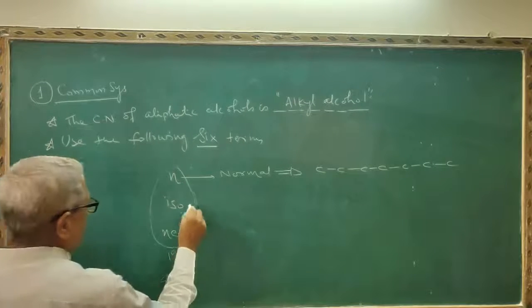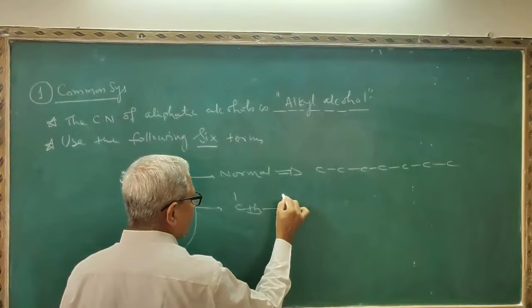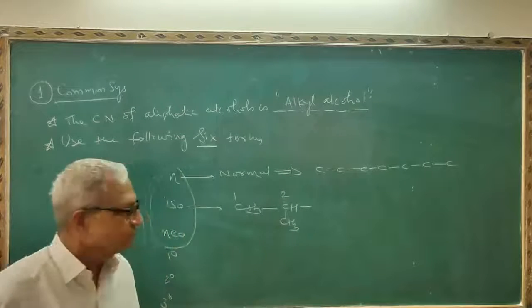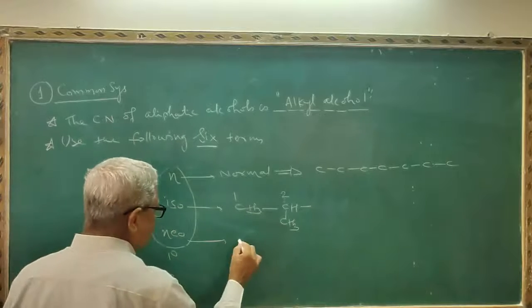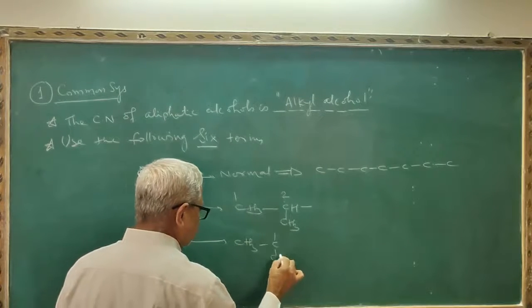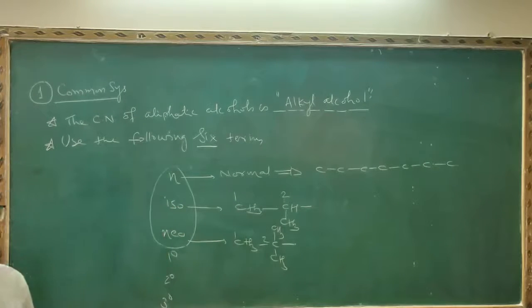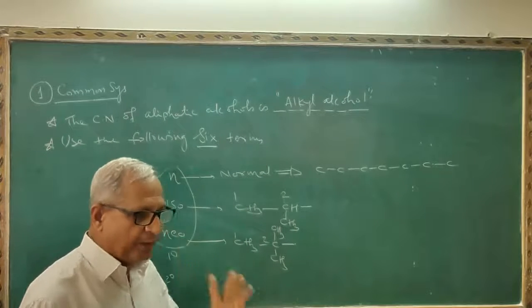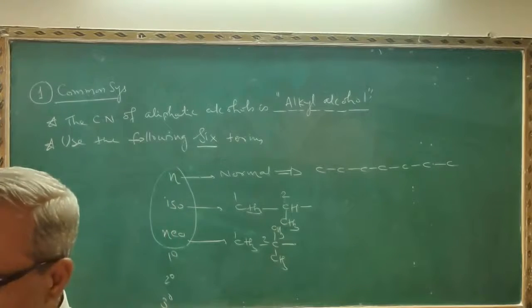This is the meaning of the term normal. Iso indicates on the second carbon atom, this is your second carbon atom, one methyl group is present. This is the formula for iso. Neo indicates on the second carbon atom there are the 2 methyl groups. You know the structure: N-pentane, isopentane, neopentane. When you write here CH3, that will become neopentane.